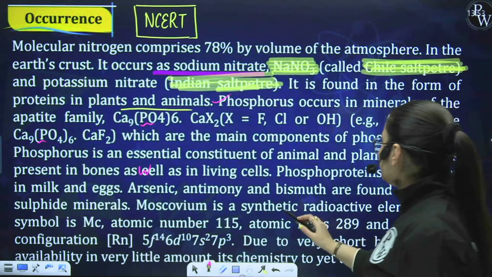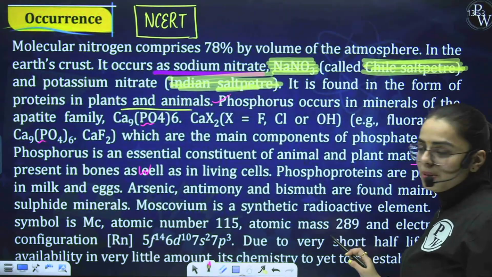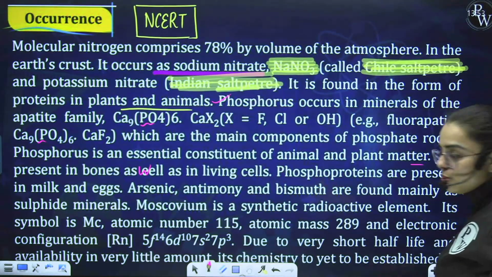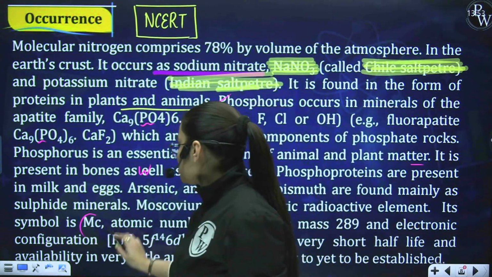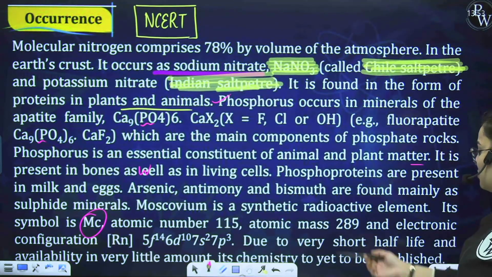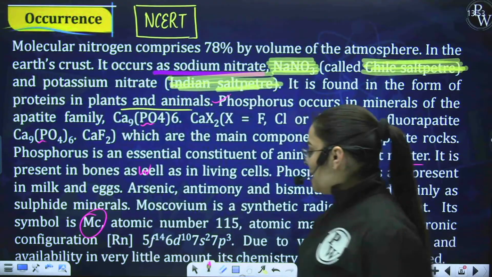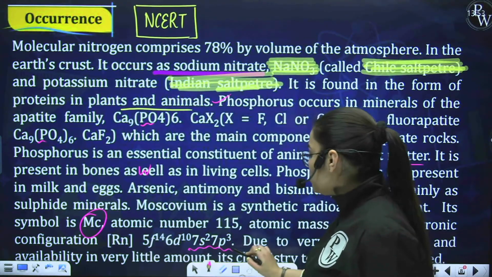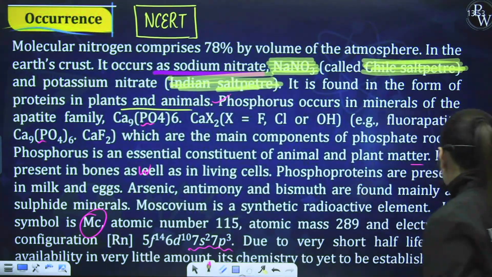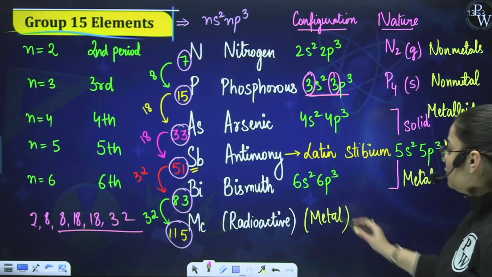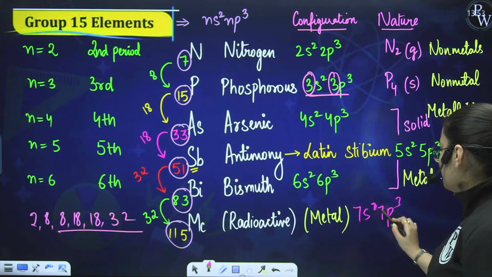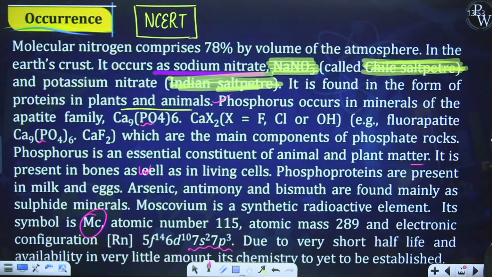Next is arsenic, antimony and bismuth, which are found mainly as sulfide minerals, and moscovium is a synthetic radioactive element which I've already told you, whose symbol is Mc. Moscovium, okay, whose atomic number is 115, which we have already done. Atomic mass they have given you, no need to learn it. But yes, again the electronic configuration, what you need to do is know the outermost electronic configuration, that is 7s2 7p3. See, it was 6s2 6p3, this was 7s2 7p3. So just remember the outermost one.